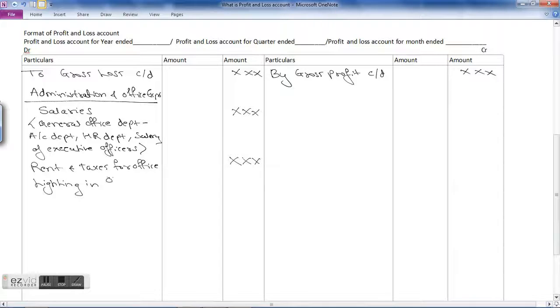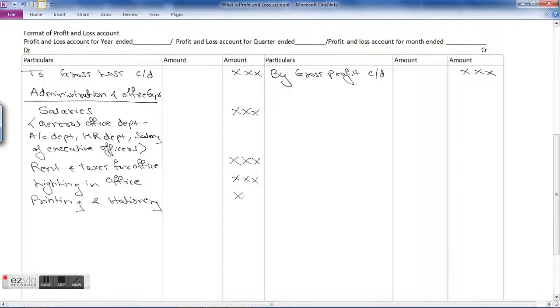So if you see the nature of cost which is included here, they are not directly related to production of goods or sale and purchase of goods. So they are included in profit and loss account. Then there may be some printing and stationery which you require in office. Correct?